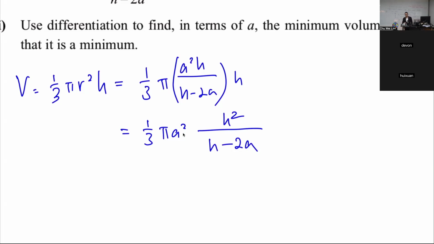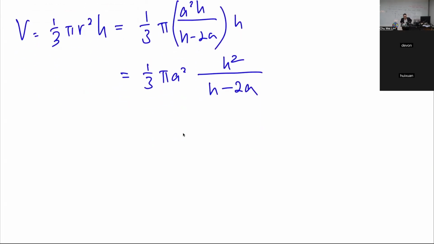All of this already. Let's start the differentiation already. Have you started? Yeah, you got it. This is just 4a. No, I get 4a.